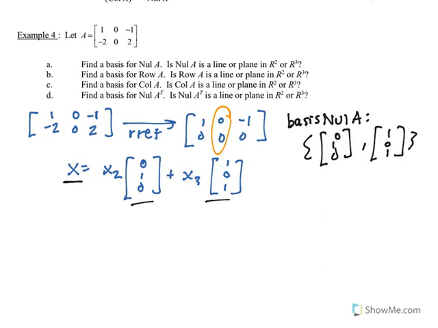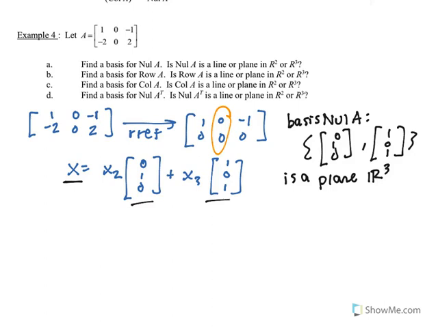That's the basis for my null space. Now, what is this? Okay, what shape is it? This is a plane. The span of two vectors is going to be a plane. What dimension is it in? R3, because they have 3 components. What else is this equal to?